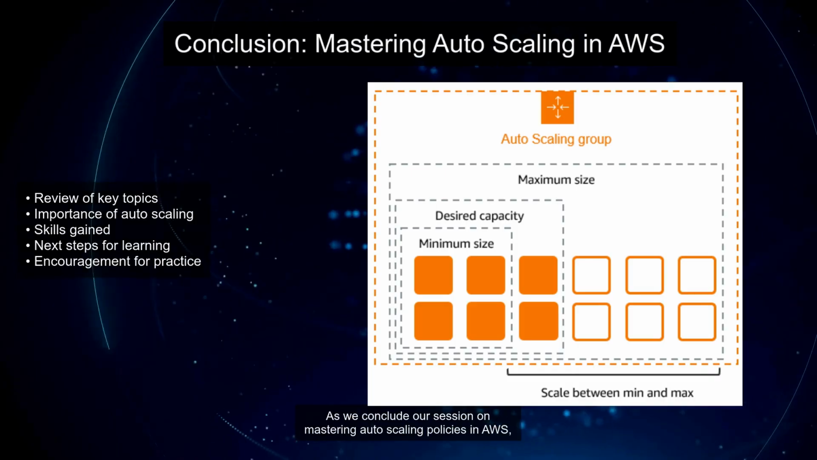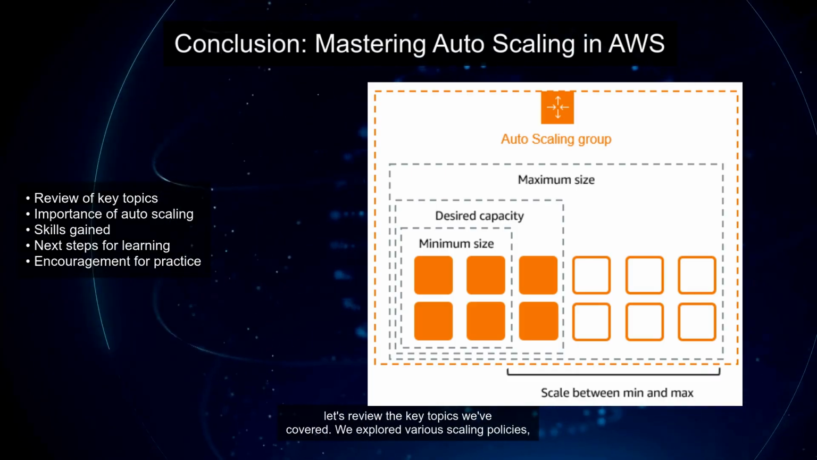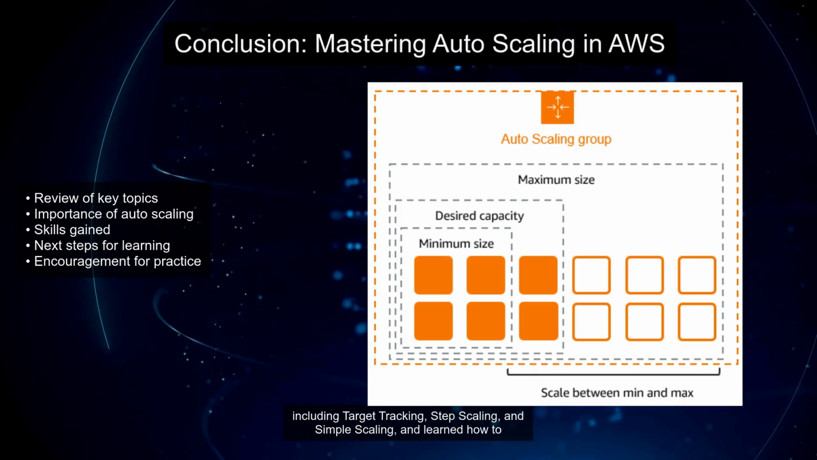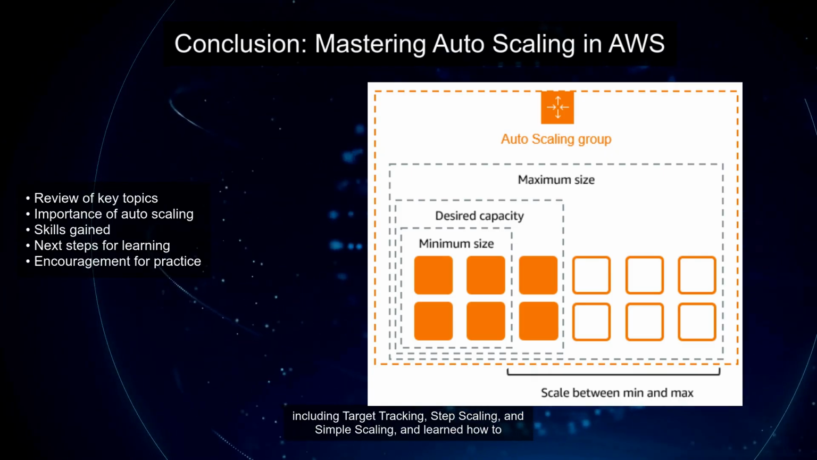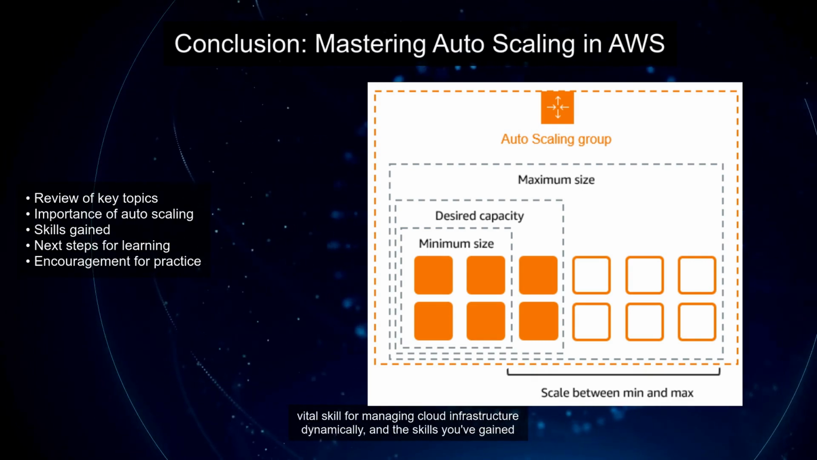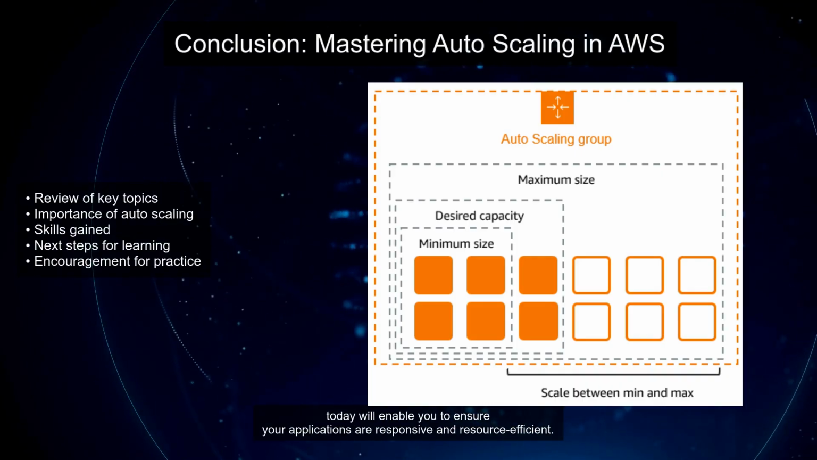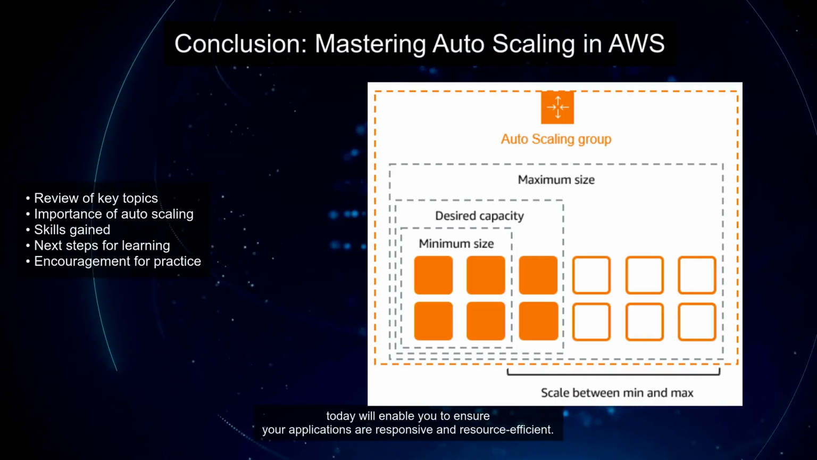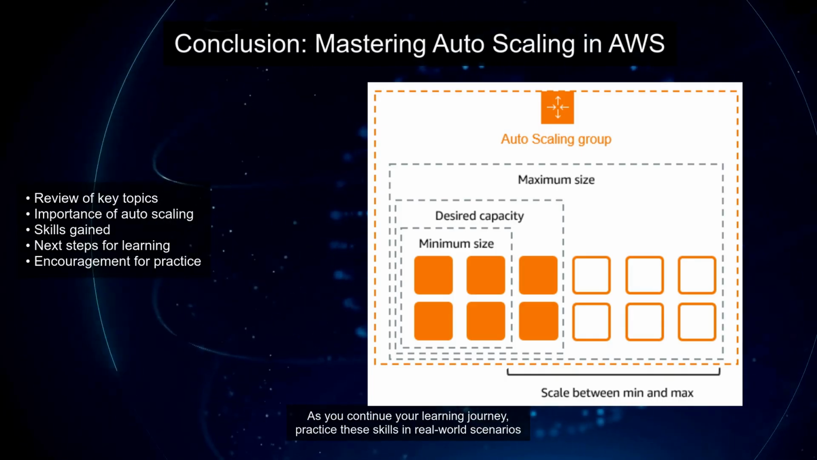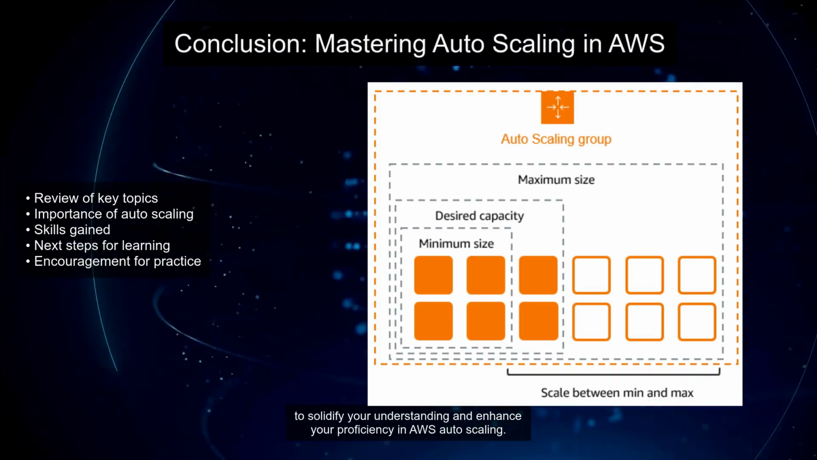As we conclude our session on mastering auto-scaling policies in AWS, let's review the key topics we've covered. We explored various scaling policies, including target tracking, step scaling, and simple scaling, and learned how to configure and optimize them for performance and cost efficiency. Auto-scaling is a vital skill for managing cloud infrastructure dynamically, and the skills you've gained today will enable you to ensure your applications are responsive and resource efficient. As you continue your learning journey, practice these skills in real-world scenarios to solidify your understanding and enhance your proficiency in AWS auto-scaling.